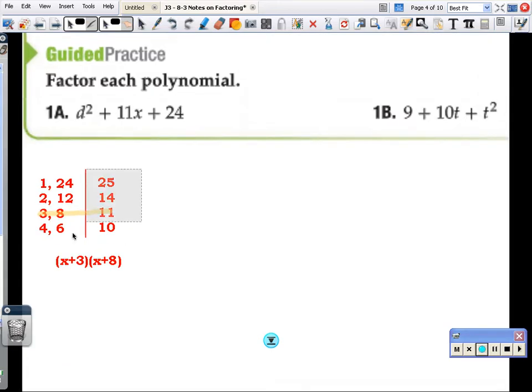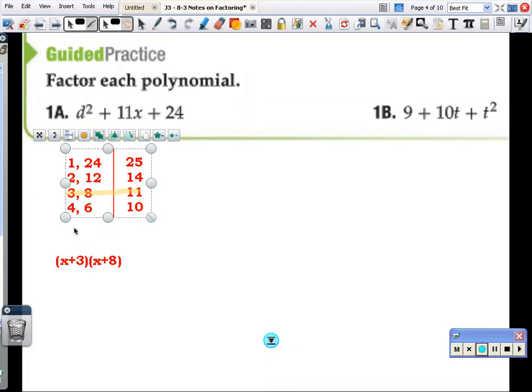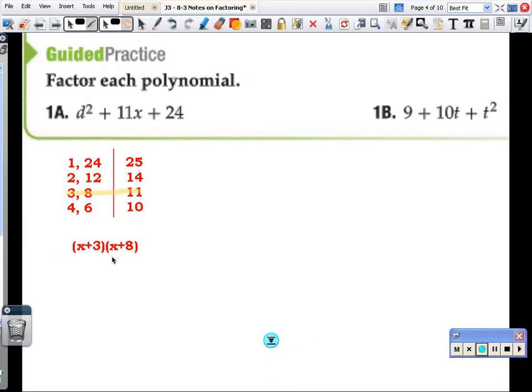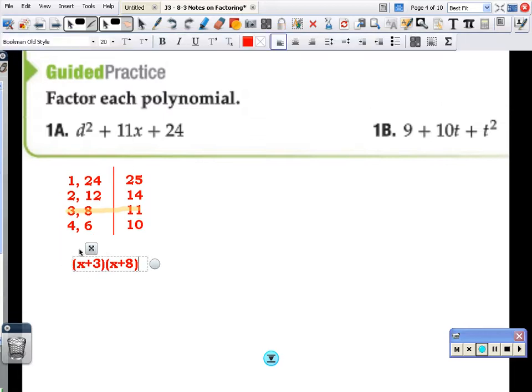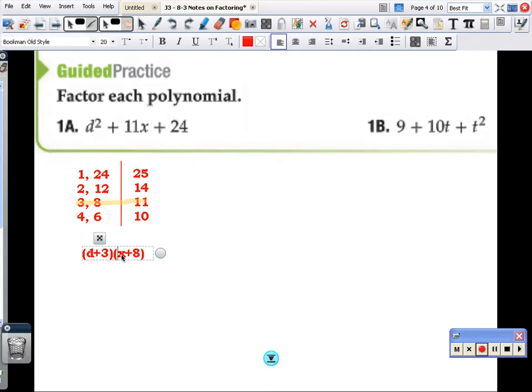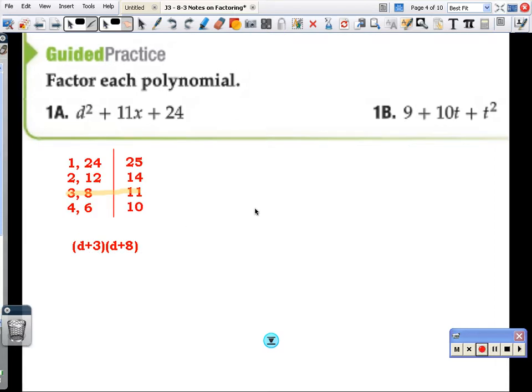It just matters that we see that if we were to FOIL this back together, x times x is x squared, 3 times x is 3x, x times 8 is 8x, and 3 times 8 is 24. That 3x and 8x in the middle get added to be our 11x. And I know the whole time just now I worked with x, and that is very clearly a D. So I'll change that so that nobody has a hissy fit over what letter I chose.